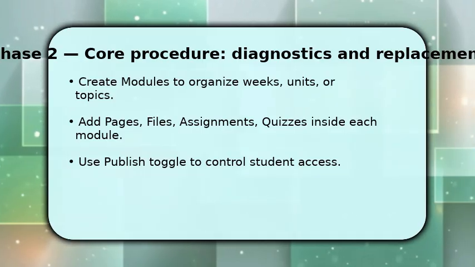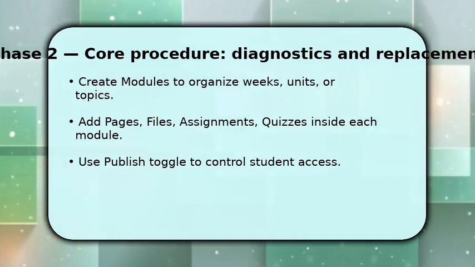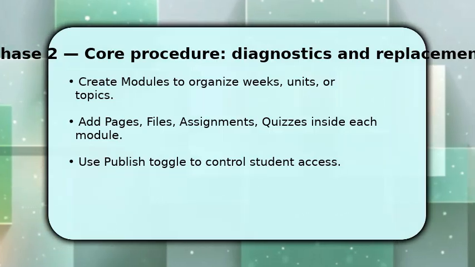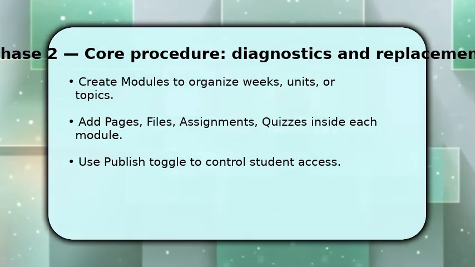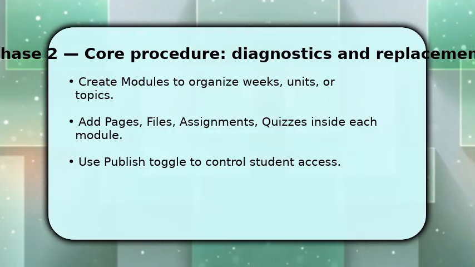Make sure to configure availability dates and prerequisites if sequencing is required. Also, publish the module and its items when ready so students can see them. Keep drafts hidden until content is ready.